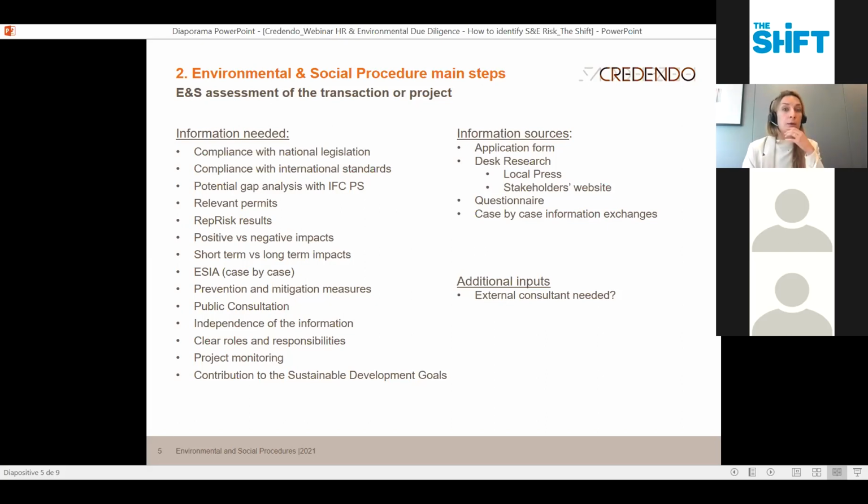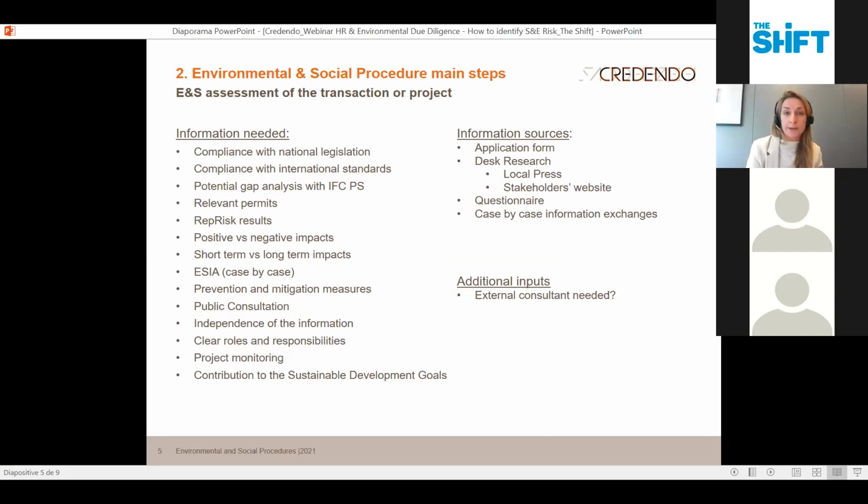There are some, such as the IFC performance standards. Basically, these are international standards that are recognized in order to develop, in a compliant way, according to these standards, the ENS due diligence of the project. We will evaluate how the positive and the negative impacts have been taken into consideration for the different projects. Are there some gaps with this?